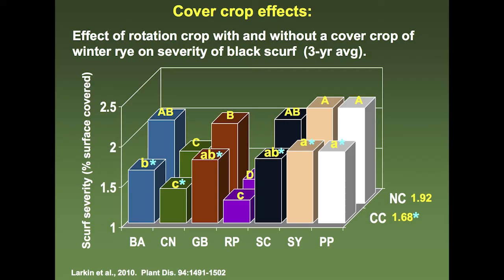As an example of more general effects due to rotation crops and cover crops, this is work that we did looking at different rotation crops of potato with and without a cover crop of winter rye. This is effects on black scurf of potato, which is caused by Rhizoctonia solani, a soil-borne disease. And the crops we looked at as rotation crops here are barley, canola, green bean, rapeseed, sweet corn, soybean, and no rotation or continuous potato.